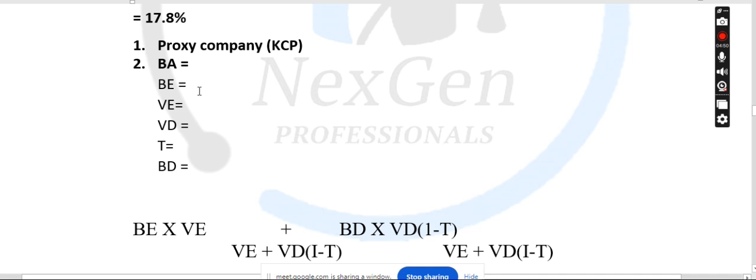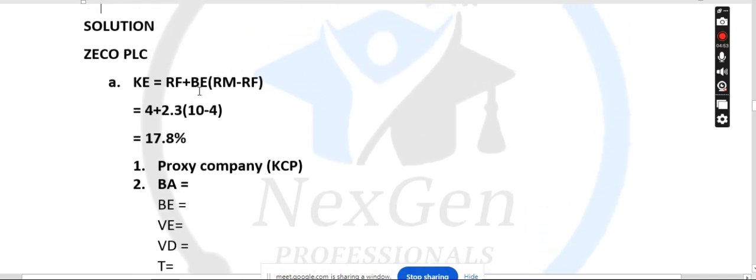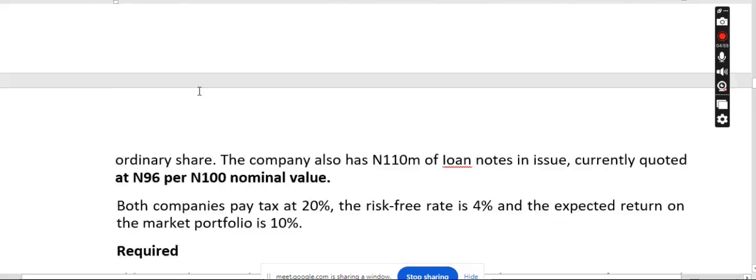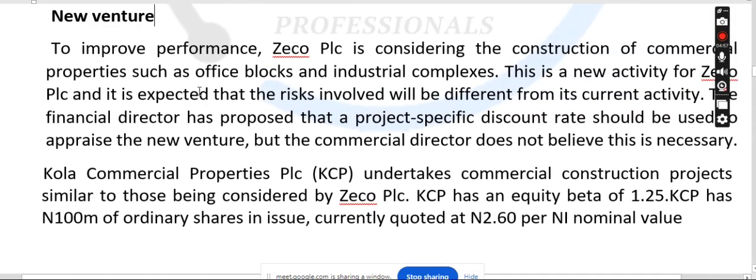So we'll go to the paragraph of the proxy company. Where is it? Okay, this is the paragraph of the proxy company, right? KCPLC has an equity beta of 1.25, right? The equity beta is what? 1.25.